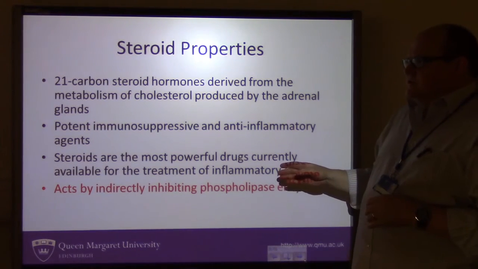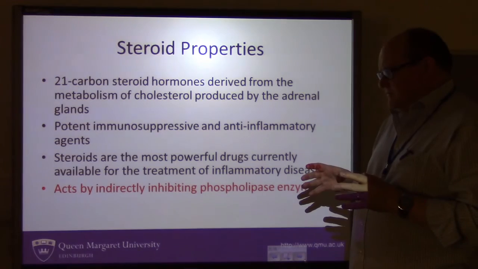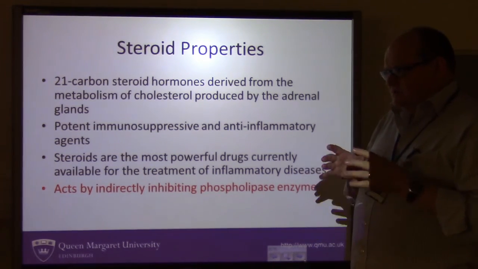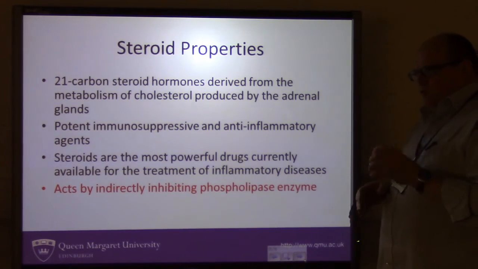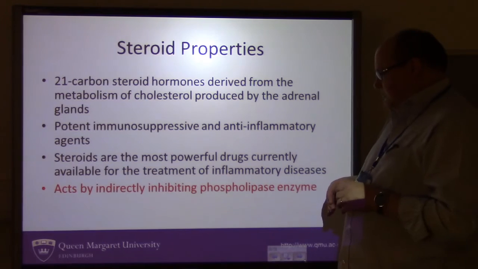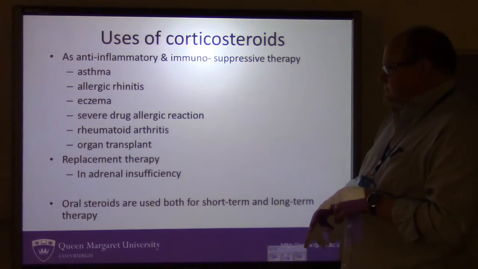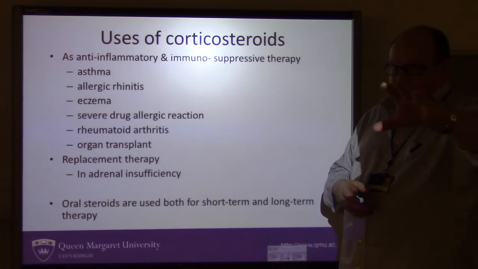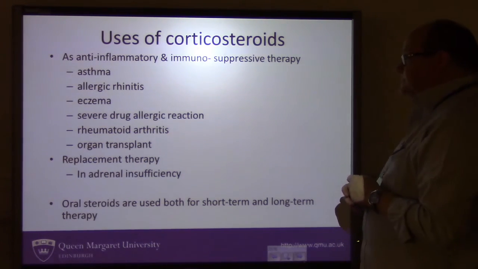The steroids are the most aggressive anti-inflammatory agents that we've got. They are much more powerful than the non-steroidals. They don't work by inhibiting the COX, they work by inhibiting the phospholipase enzyme. Which, if you look back at the diagram in the previous lecture, you'll see that that's the one production that's going to result in the production of the arachidonic acid.